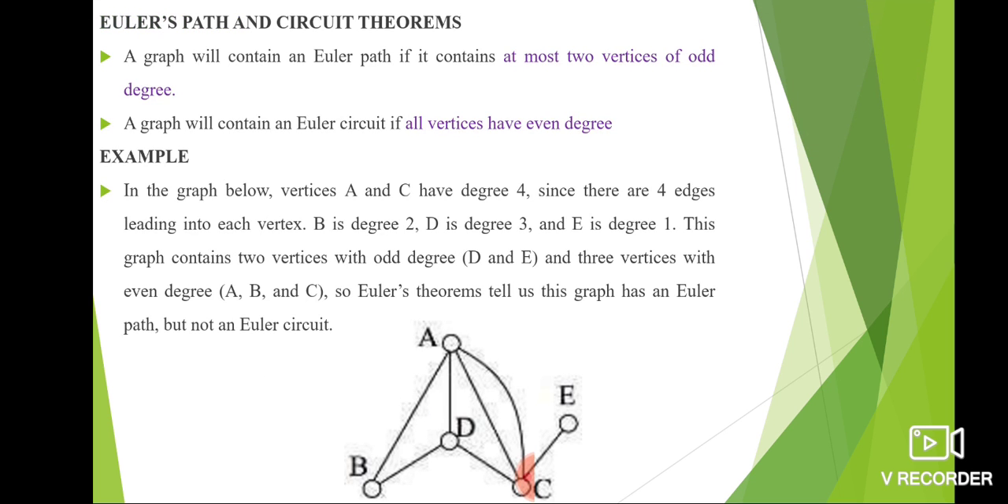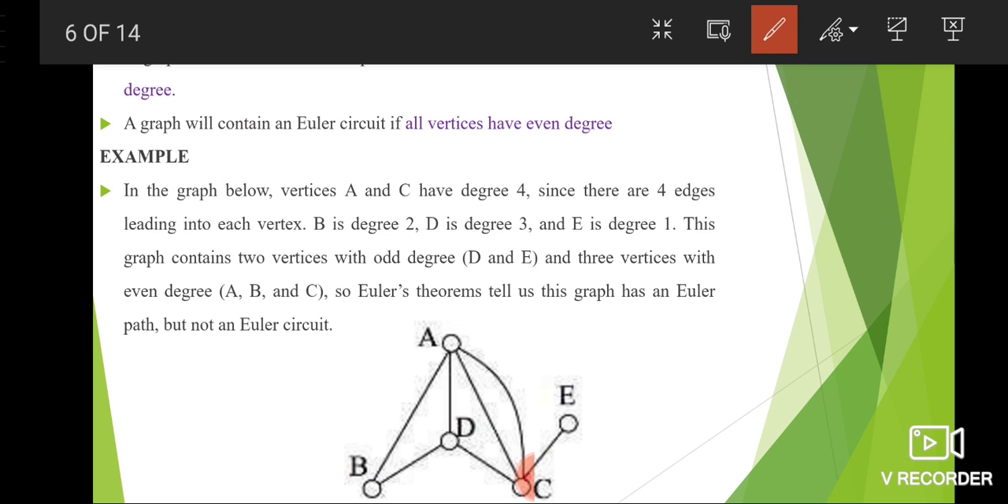So we move on to Euler path and circuit theorems. What is the condition for finding out Euler path and Euler circuit? A graph will contain an Euler path if it contains at most two vertices of odd degree.